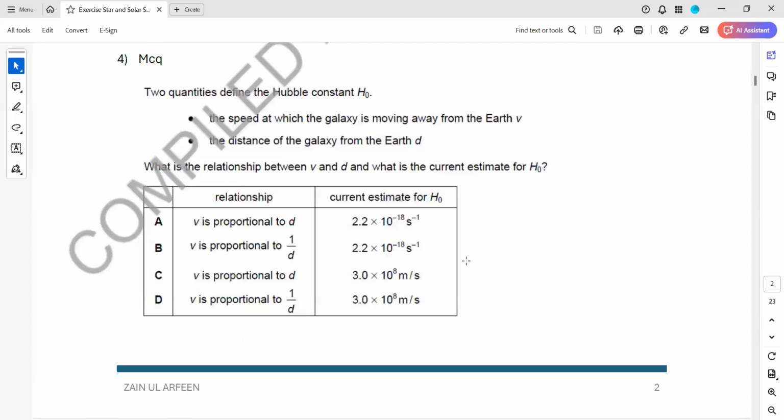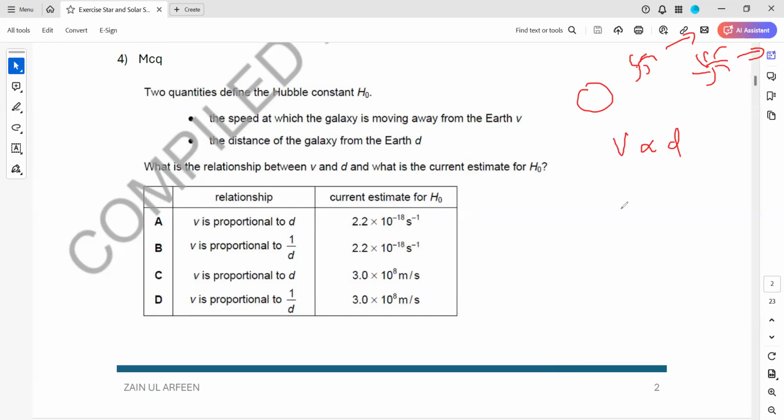Two quantities define Hubble's constant. The speed at which a galaxy is moving away from Earth is v, and the distance of the galaxy is d. What is the relation between v and d, and what is the current estimation of the Hubble constant value? According to Hubble, the further the galaxy, the faster it moves, like greater recession speed. So we can say v is proportional to d. Those galaxies which are far from us are moving much faster.